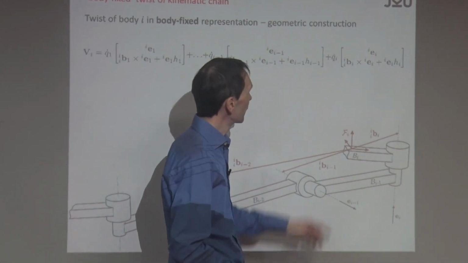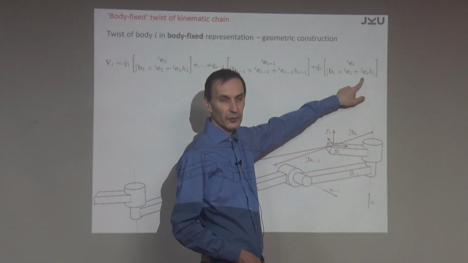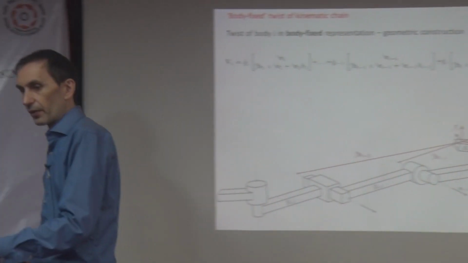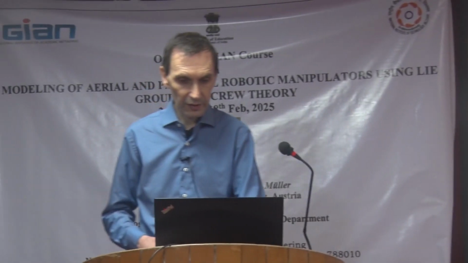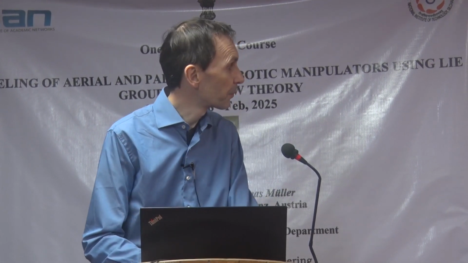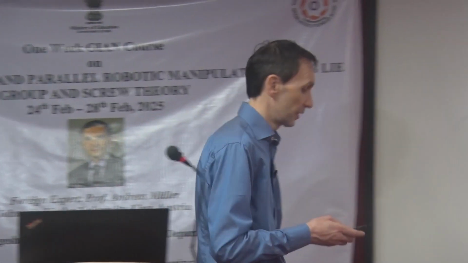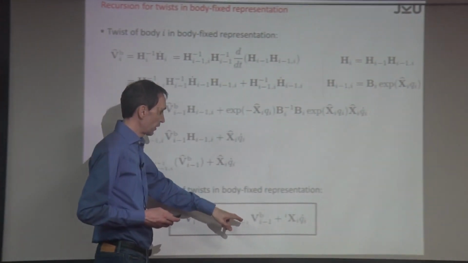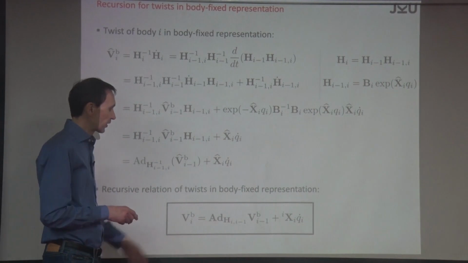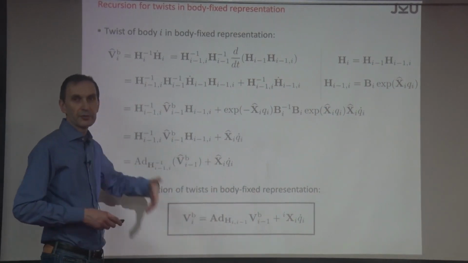What I'm saying is that this term is actually x_k, as we call it, the screw coordinate of the joint I. And that is exactly what goes into this equation. Because what goes into this equation is exactly this, what we have here, x times q dot of the last joint. And so this is kind of a recursive way.